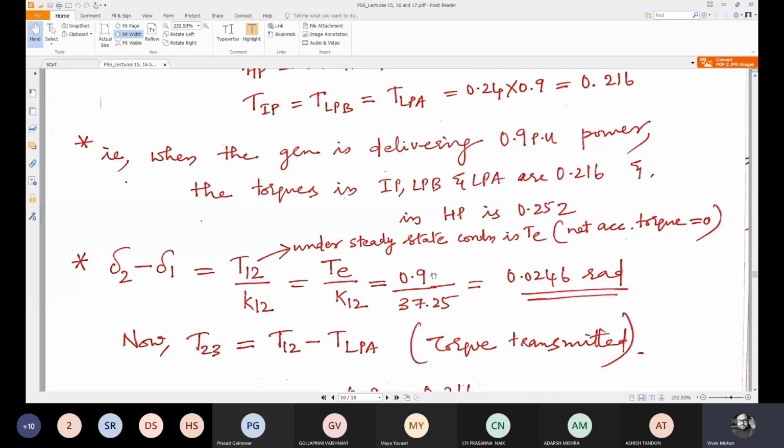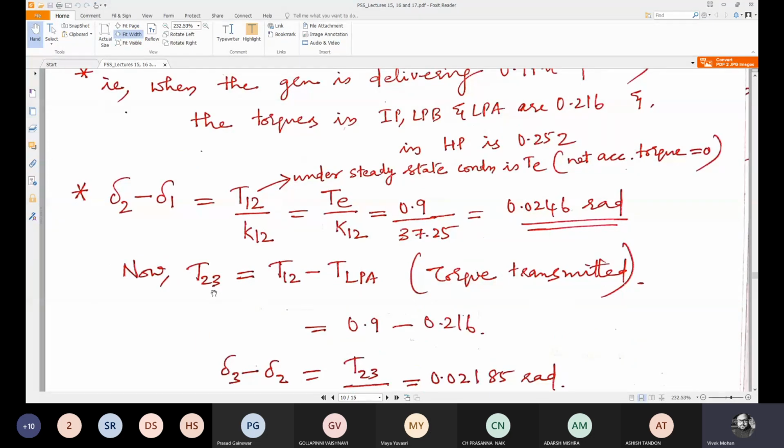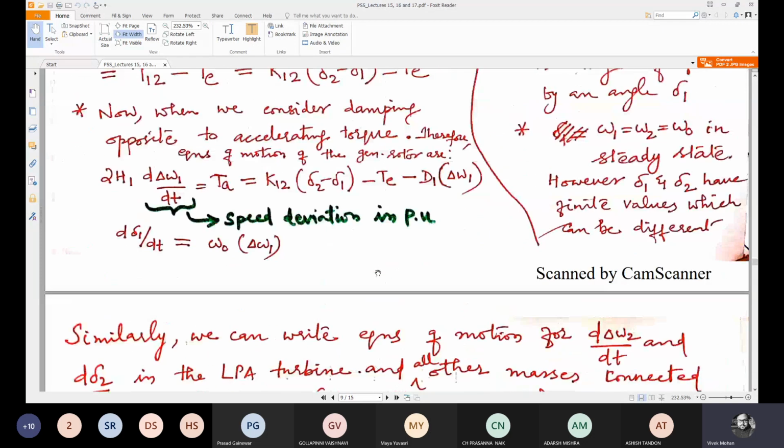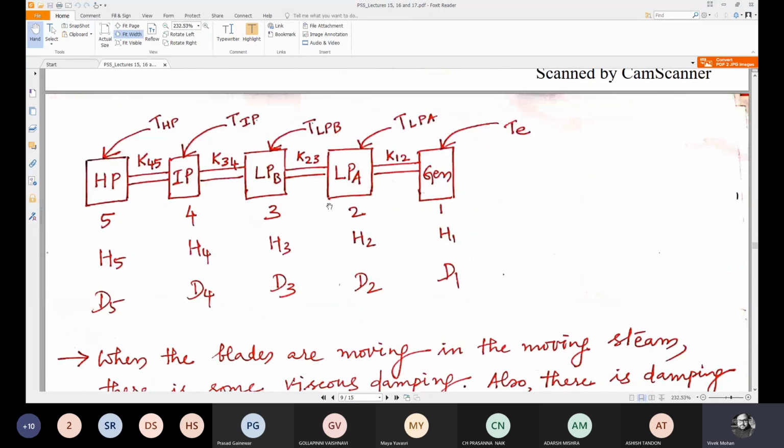Now TE is given as 0.9 per unit. Now 0.9 divided by K12, which is 37.25, is equal to 0.0246 radians. So in steady state, we have del 2 minus del 1 as 0.0246 radians. Now T23 can be written as T12 minus TLPA. T12 minus TLPA is equal to T23. That is how the transmission of torque happens.